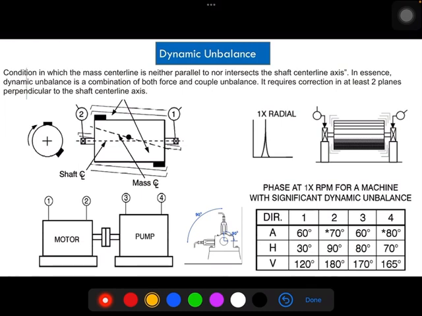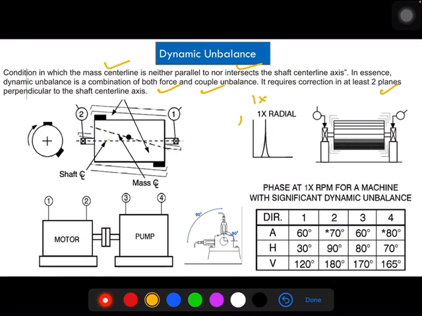Finally, we'll study the dynamic unbalance. When dynamic unbalance condition exists, the mass center line is neither parallel to nor intersects the shaft center line axis. It is a combination of both static unbalance and couple unbalance. It generally requires correction at two planes. In this case, the mass center line and geometric center line either coincide or are parallel to each other. In dynamic unbalance also, we will get the 1 into RPM dominating peak in the spectrum.